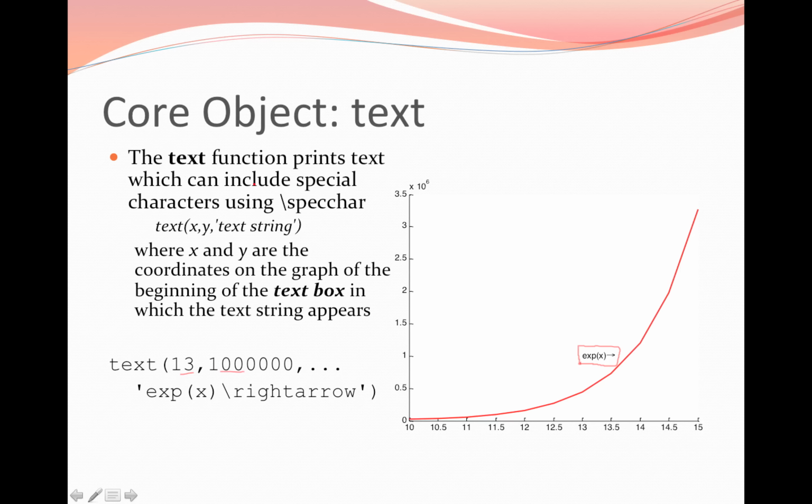our string, and the string includes the actual characters here, exp of x, and then the slash right arrow gives me a right arrow. There are other slash characters that you can see if you go into the help: slash left arrow, slash up arrow, slash down arrow. There are Greek characters, slash pi, for example. There are lots of different special characters that you can include in the text string.